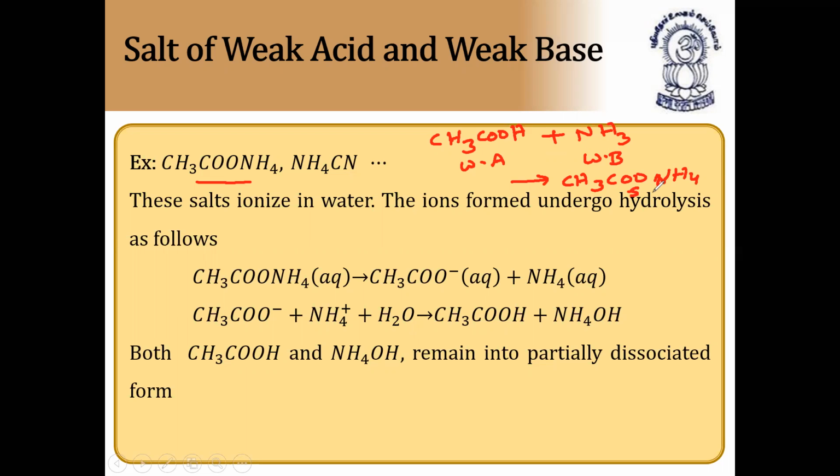Weak acid and weak base. This is a salt of this type. These salts ionize in water, and the ions formed undergo hydrolysis as follows. First, the salt forms the acetate ion as well as the ammonium ion. That is, the anion as well as the cation. So in this case, what happens?